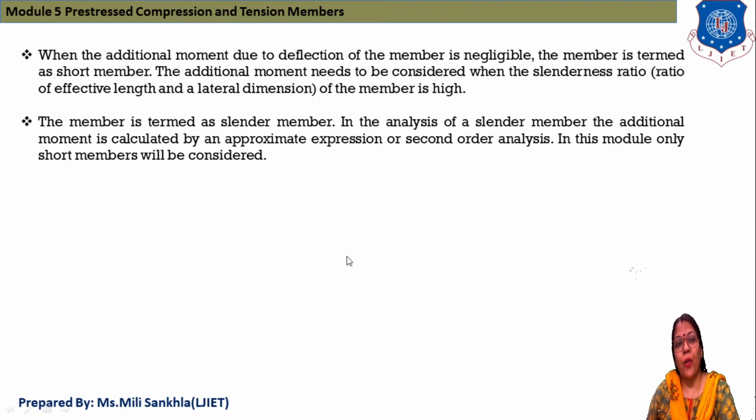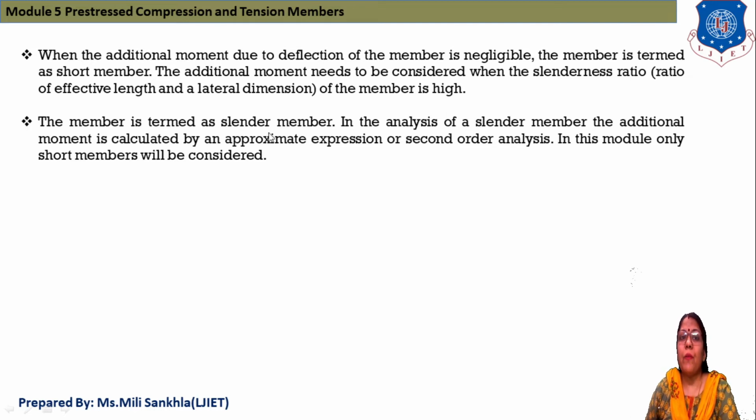When the additional moment due to deflection of the member is negligible, the member is termed a short member, and the additional moment needs to be considered when the slenderness ratio lambda, that is equal to Le by K, of the member is high.